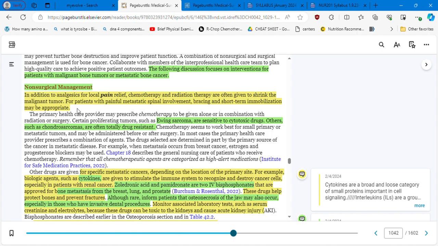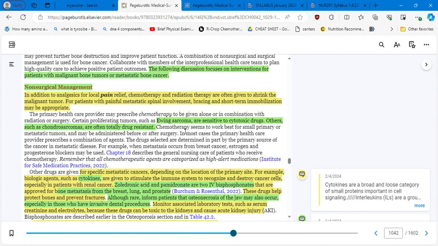So there is a discussion going on right now about patients with malignant bone tumors or metastatic bone cancers: is it worth it to put the patient under chemotherapy and radiation, besides the pain and everything, considering the consequences and side effects of chemotherapy and radiation, and having in consideration that this metastatic bone cancer is not going to heal, right?